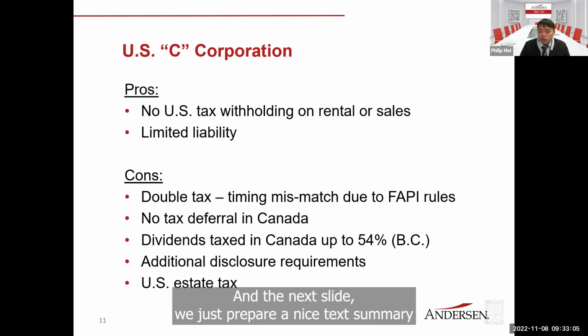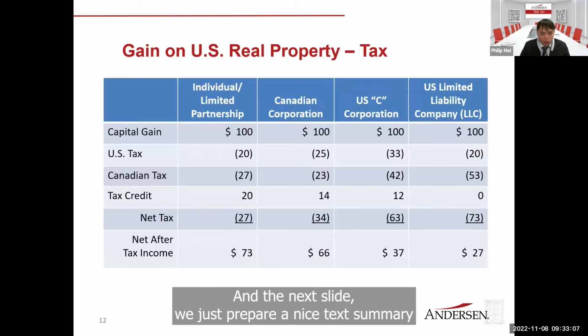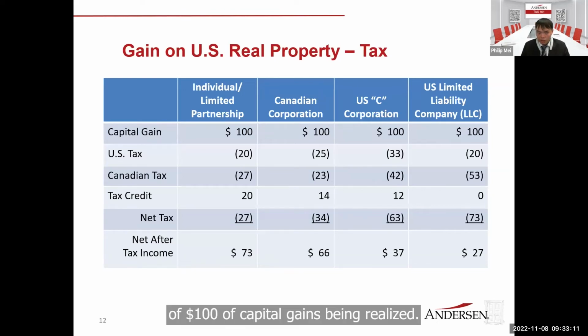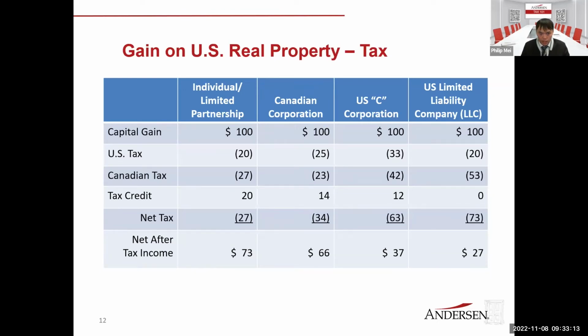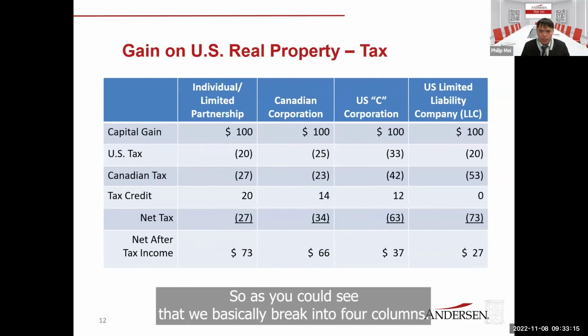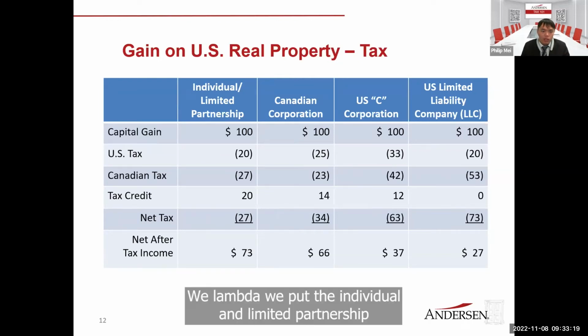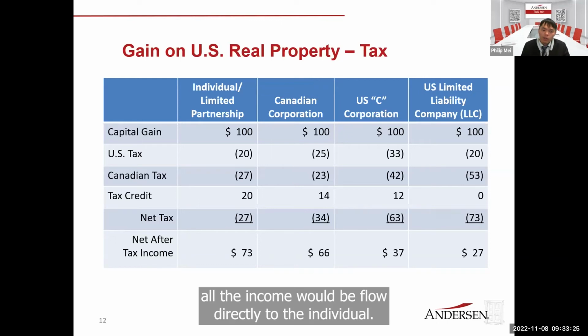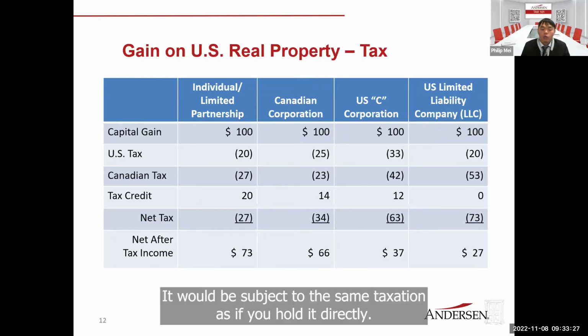And on the next slide, we prepared a nice tax summary on the scenario of $100 of capital gains being realized. As you can see, we basically break it into 4 columns. We put the individual and limited partnership together because for a Canadian limited partnership, all the income would flow directly to the individual. It would be subject to the same taxation as if you held it directly.